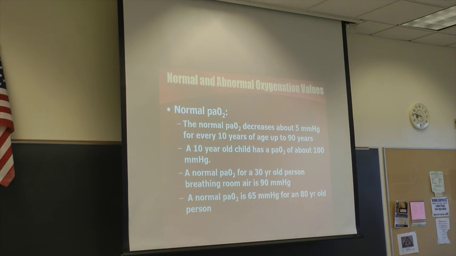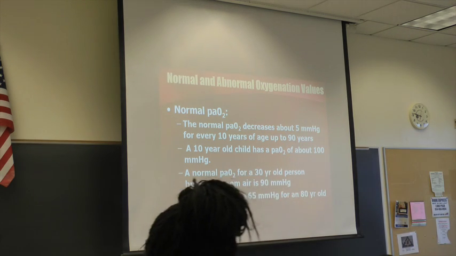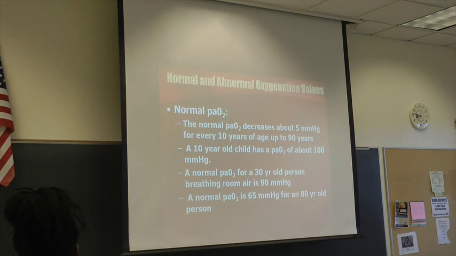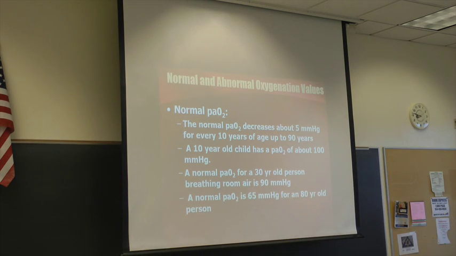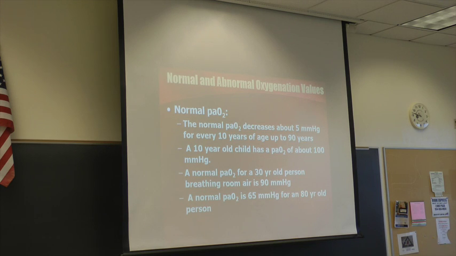So that works, as long as you can remember the formula. If you can't, you can do it the old-fashioned way. Do 10 years old, 100. 20 years old, 95. You just keep going from there. It tells us a normal PaO2 for a 30-year-old is 90, and a normal PaO2 is 65 for an 80-year-old.